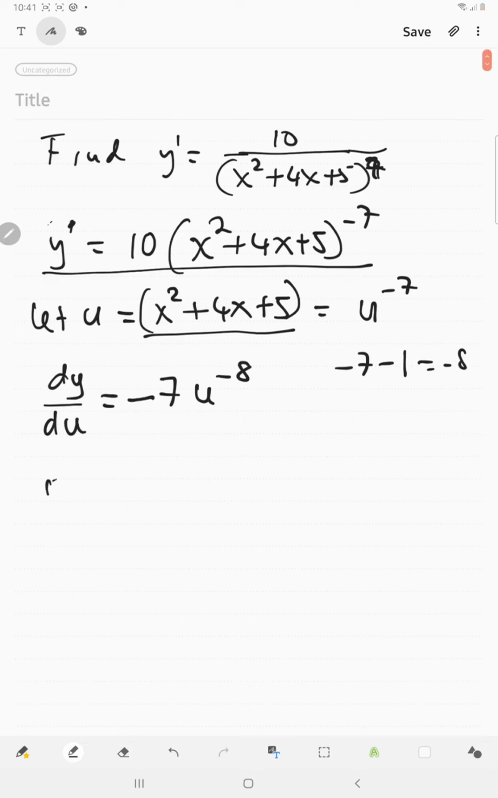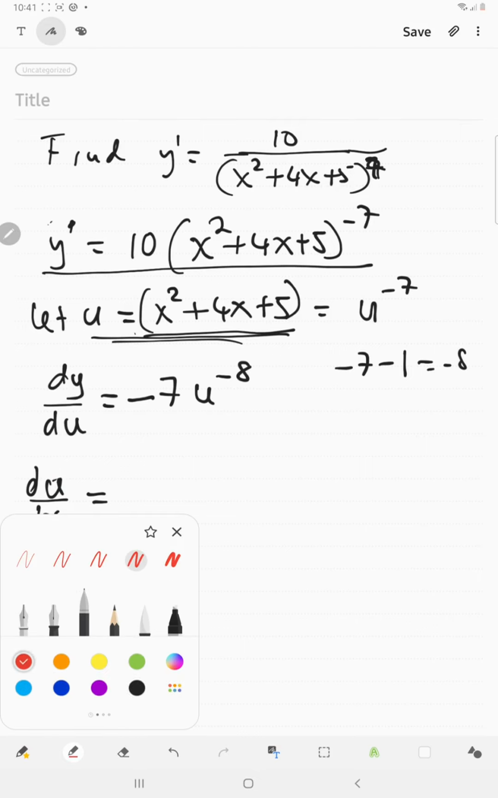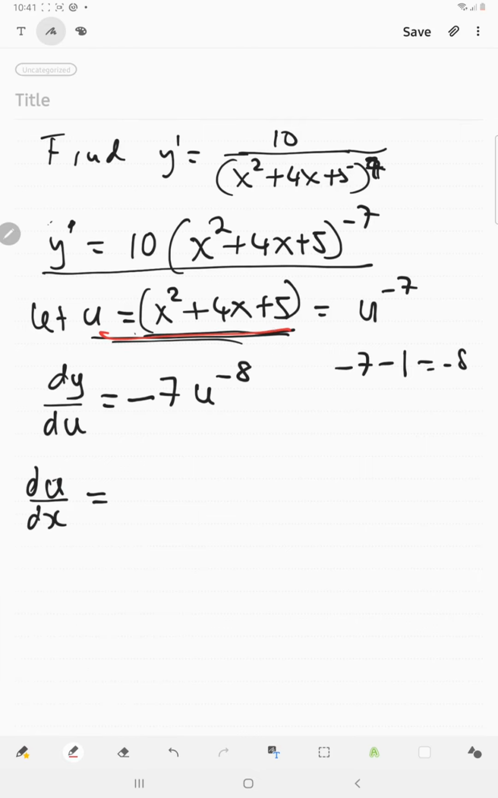Then what about du/dx? In this case, you take this equation and determine the value of du/dx. So in this case, it will be 2x plus 4. So this is du/dx, the expression 2x plus 4.